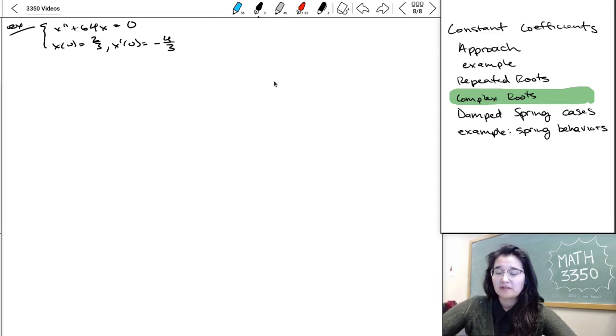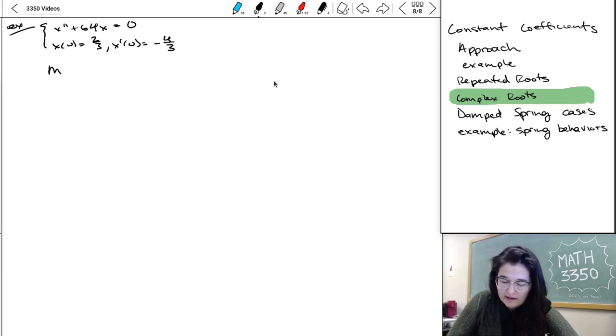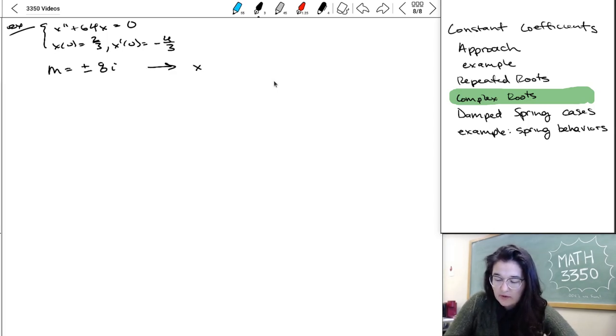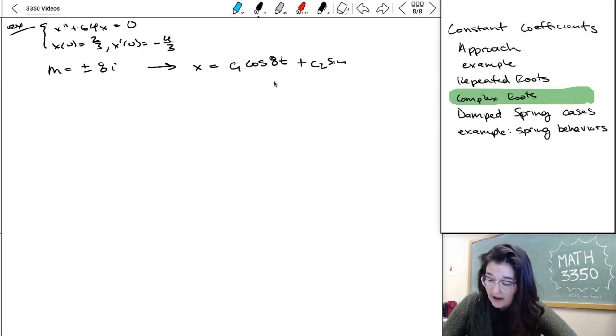All right, so I wrote back on the top of this the same initial value problem of the spring that we had been talking about in the last video. And then we had noted that for this case we had m equal plus or minus 8i, and we wrote out the solution that x would be c1 cosine 8t plus c2 sine 8t.